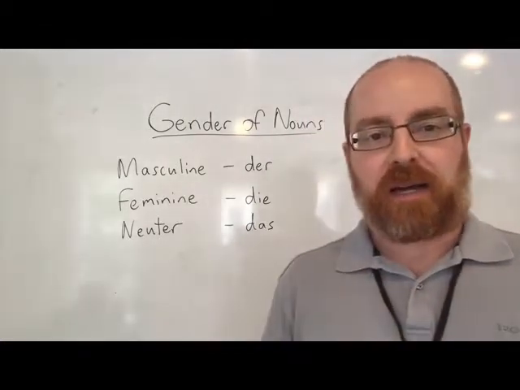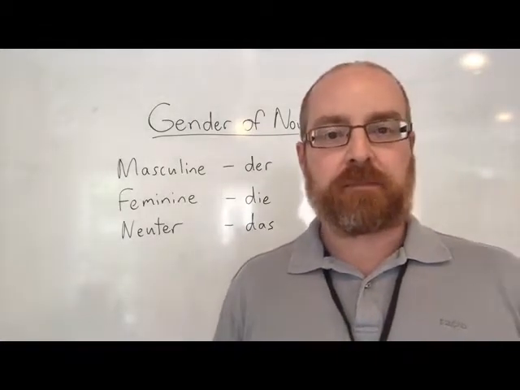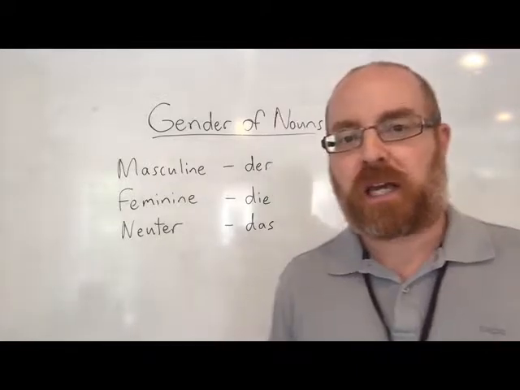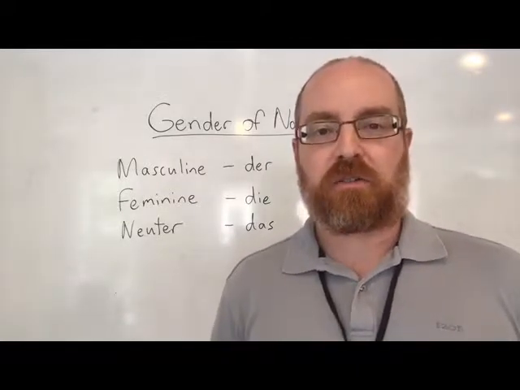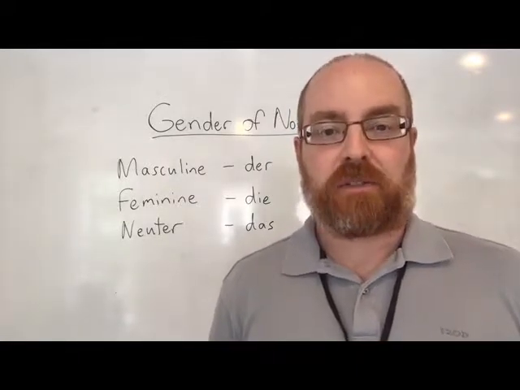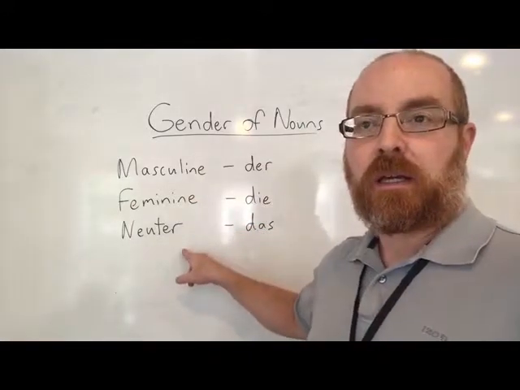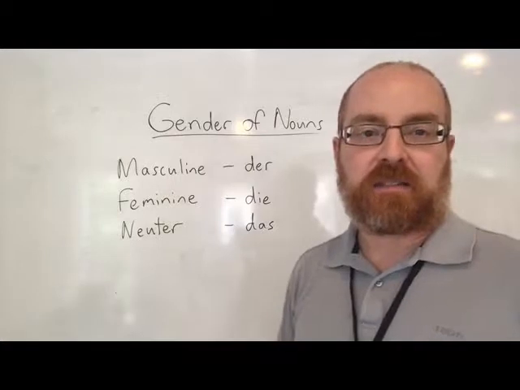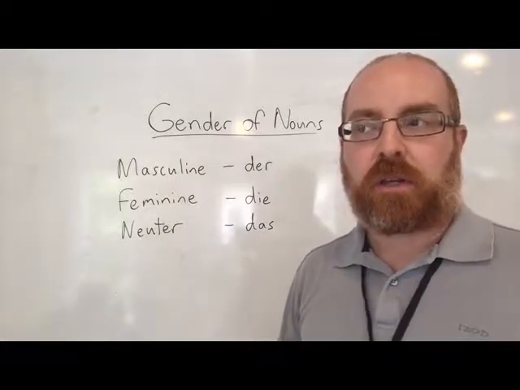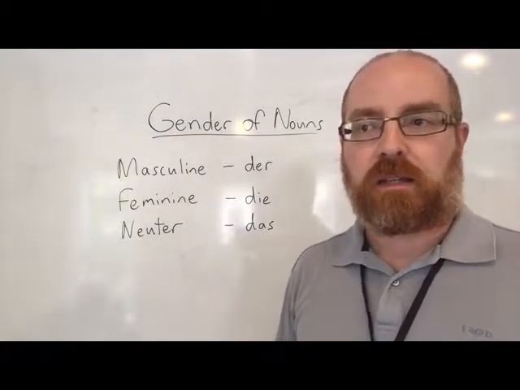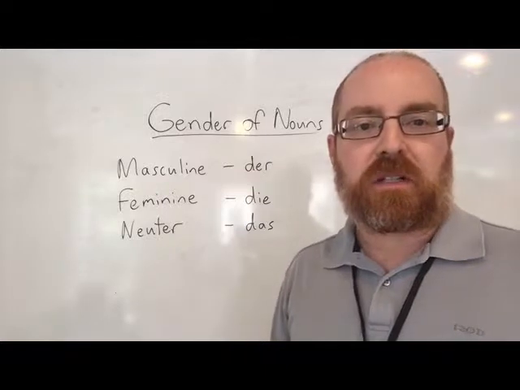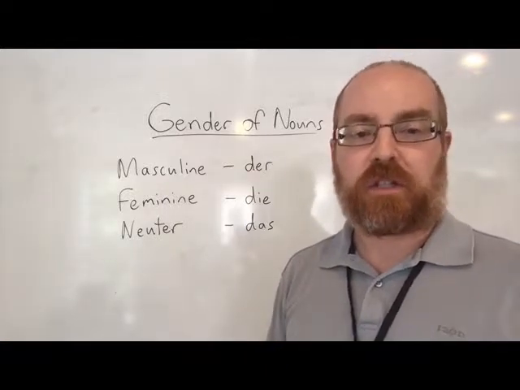Today we're going to be talking about the gender of nouns in German. Now in German we have three different genders associated to nouns. They are masculine, feminine, and neuter. Now in English we don't have that designation. So the car, the table, the cat, there's no difference in gender, but in German they have different genders.